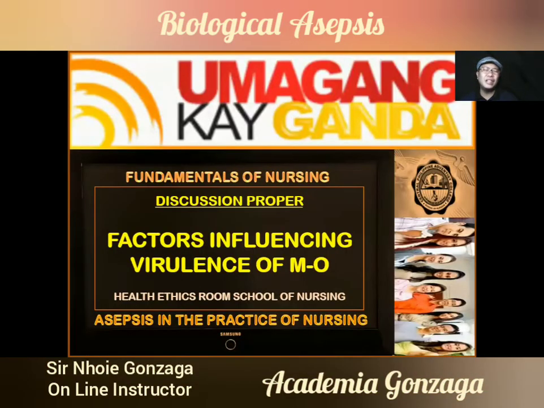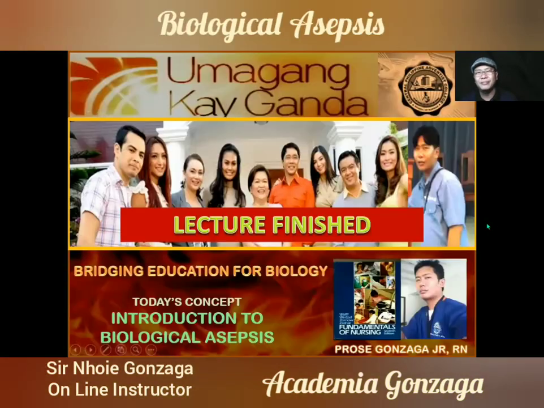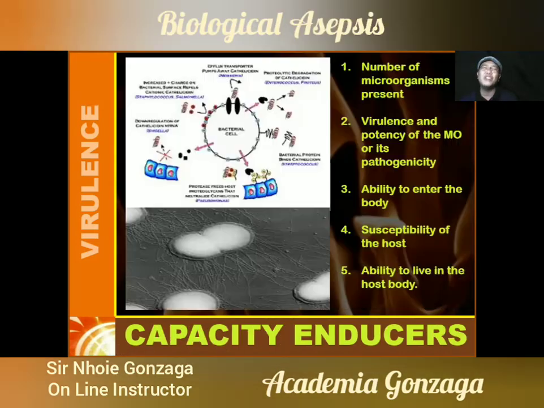So, factors influencing the virulence of microorganisms. Virulence of a microorganism means its strength, the capacity to infect, the capacity to make one person get sick. Number one factor is the number of microorganisms present. Of course, when only a few microorganisms are present in your body, they cannot produce sickness even if you already have that virus. Why? Because they are too few. The body can handle them.